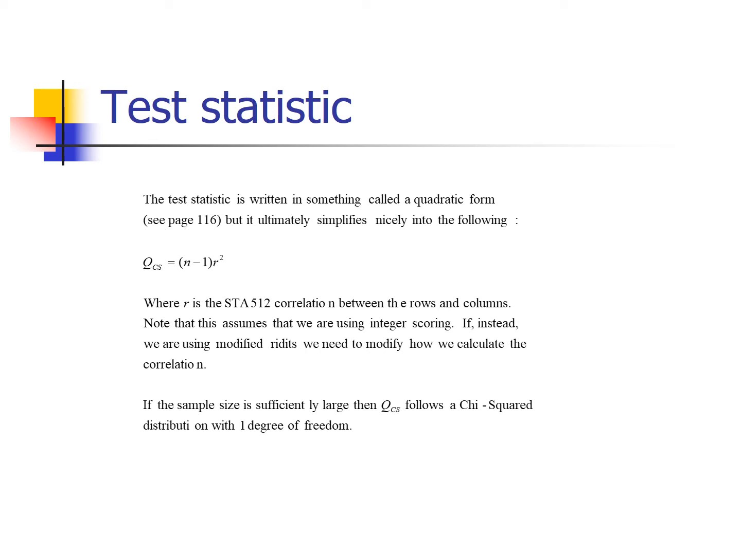Now, it's a little different if instead of integer scoring we're using mod ridits, but it's still the same general broad idea. We can think of this as functionally similar to the correlation that we've talked about in 512. Now, we can show mathematically that if our sample size is sufficiently large, then this test statistic follows a chi-square distribution with just one degree of freedom.